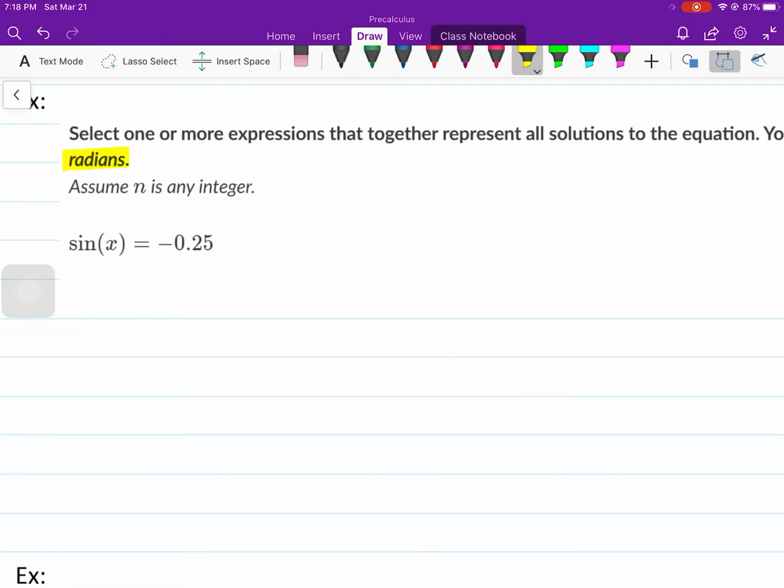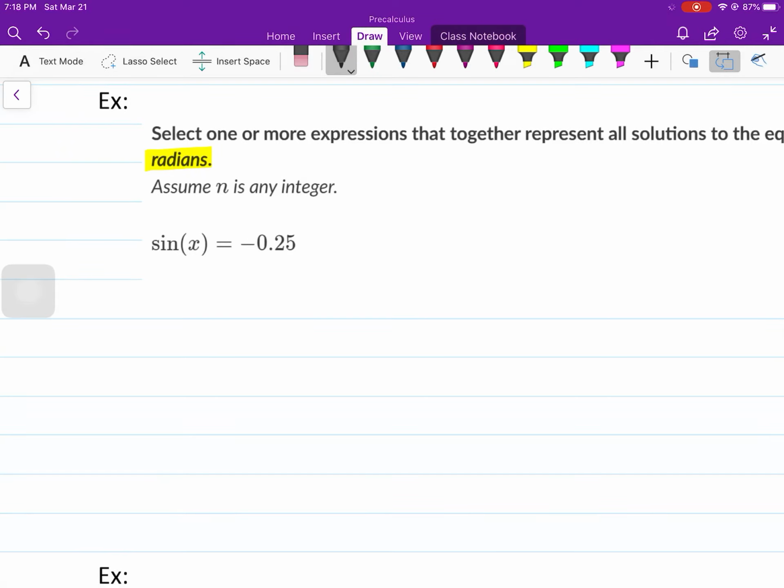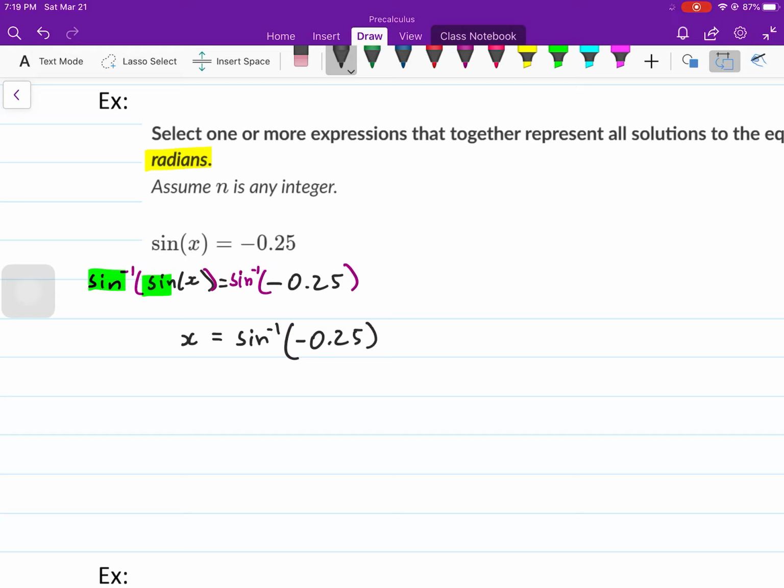Make sure we're in radians, so we're going to make sure our calculator's in radians. So solving this, we get x equals the sine inverse. And I should show you that step, the reason why we're doing sine inverse. So we have sine of x equals negative 0.25. In order to get sine by itself, we have to take the sine inverse of both sides, or arc sine if you want to say arc sine. The reason why, these just cancel each other out and leave you with x equals the sine inverse of negative 0.25.